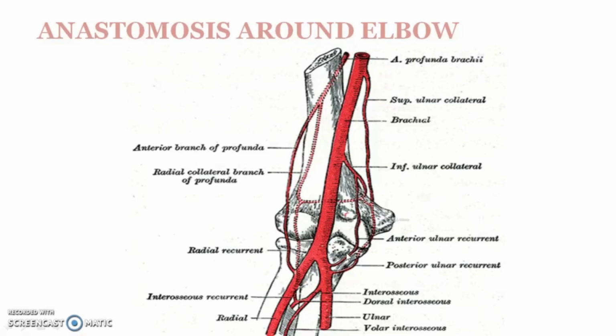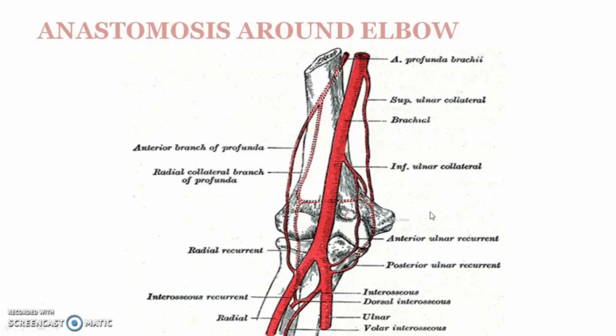This anterior ulnar recurrent artery goes anterior to the medial epicondyle, and then it anastomoses with the inferior ulnar collateral artery of the brachial artery. Now if you look behind, you can see a dotted image. Those dotted lines indicate the anastomosis between the superior ulnar collateral artery, a branch of the brachial artery, with the posterior ulnar recurrent branch of the ulnar artery. So that's all about the anastomosis happening at the medial epicondyle, front and behind.